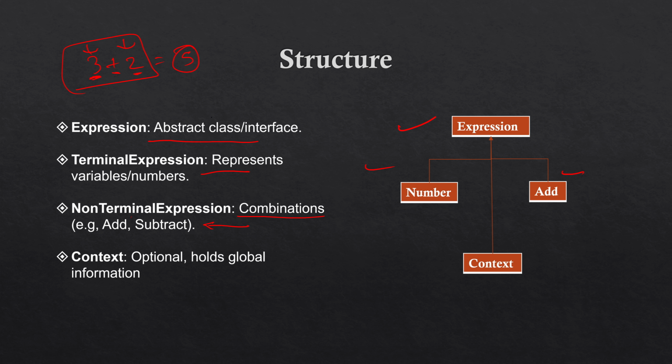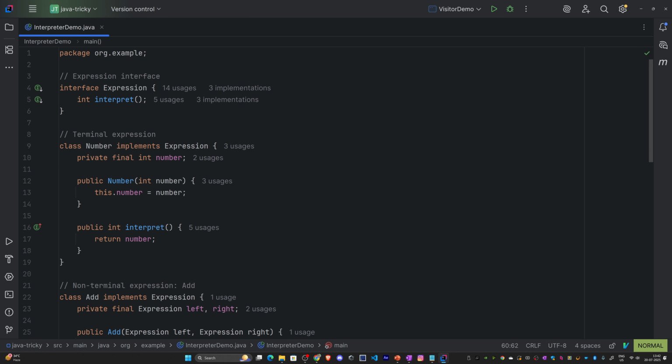Context also we have, which is optional and holds some kind of global information, which we won't cover in this part. Let's look at the code of the interpreter design pattern.